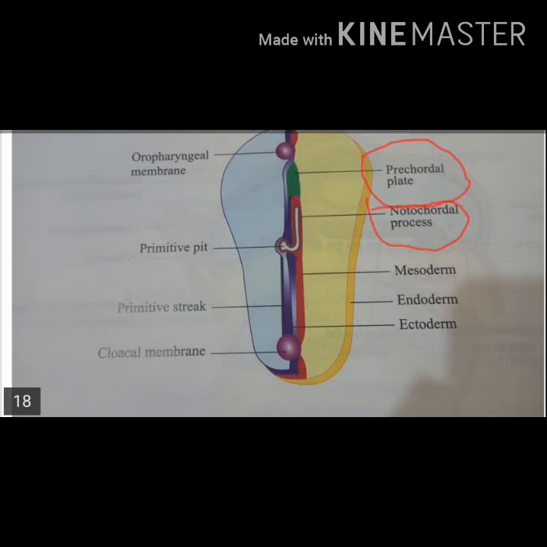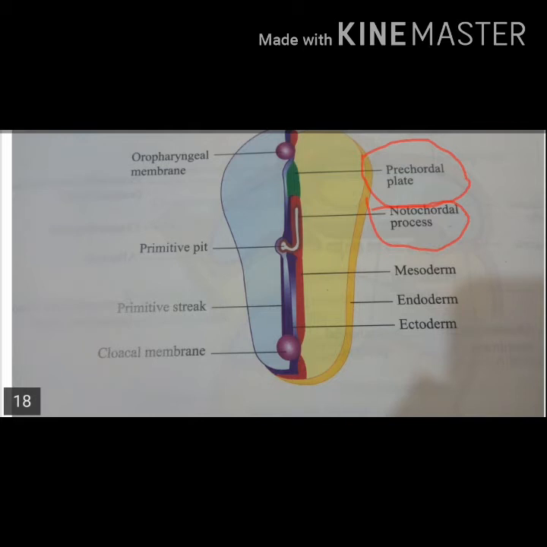There are some regions where ectoderm and endoderm remain adherent to each other. One of these regions is called the oropharyngeal membrane, and it is located near the cranial end of the embryonic disc, whereas the other one is situated near the caudal end of the disc and is called the cloacal membrane.